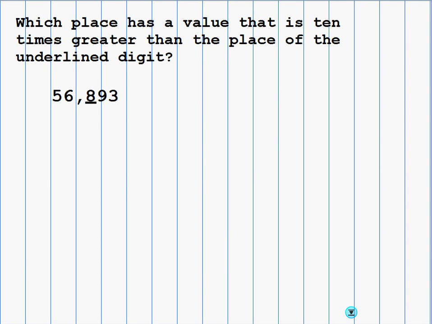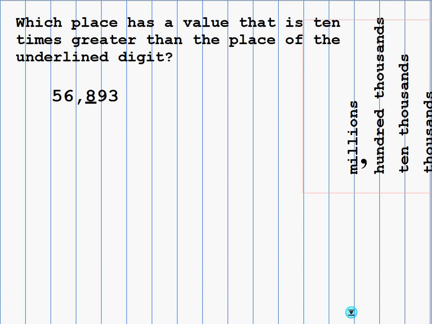Which place has a value that is 10 times greater than the place of the underlined digit? Okay, this is a place value problem, so we're going to bring out a place value chart.